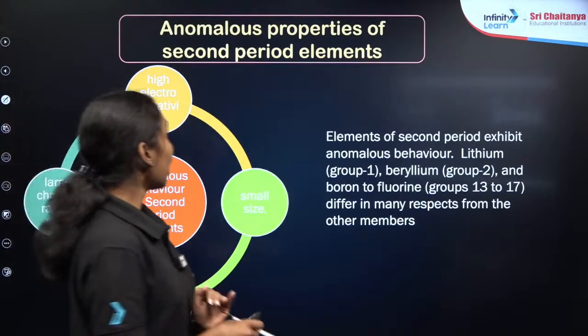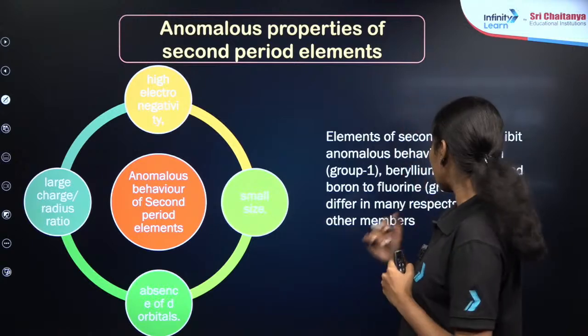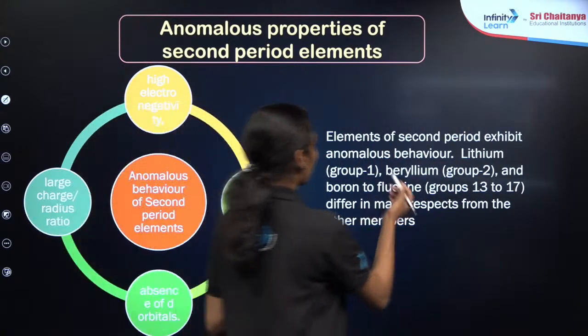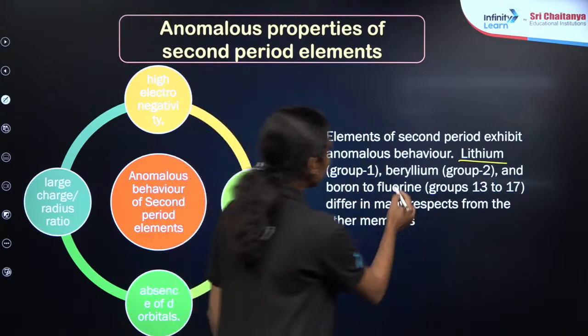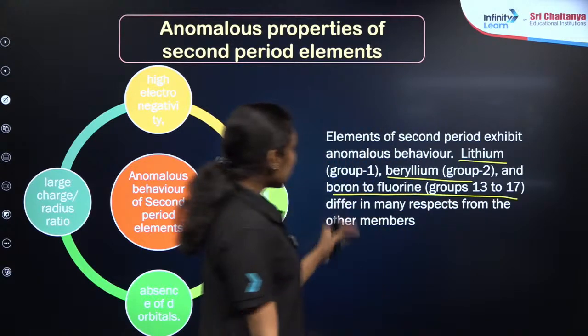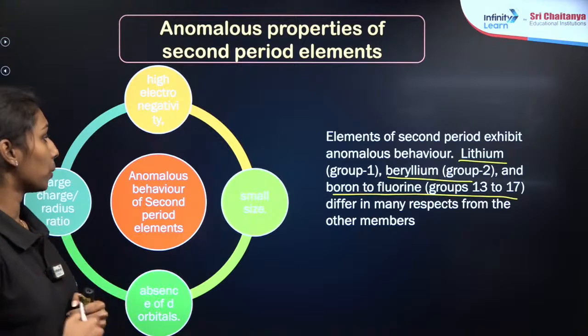Finally, we will be moving to the anomalous properties shown by the second period elements. What are the second period elements? That is, the elements of the second period exhibit anomalous behavior, like lithium in group 1, beryllium in group 2, and boron to fluorine in groups 13 to 17. They show very anomalous behavior as compared to other elements in the same group.